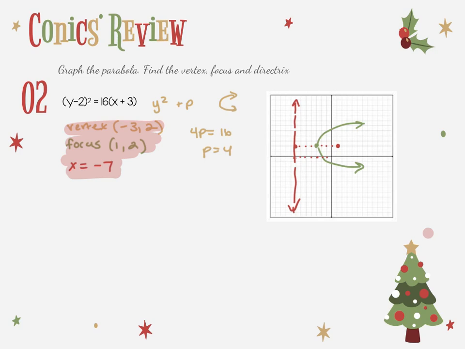The 4p equals 16, so p equals 4, which means from my vertex, I'm going to go to the right 4 for the focus and go to the left 4 for the directrix. The right 4 means that my focus is at (1, 2), and left 4 means that my directrix is at x equals -7.